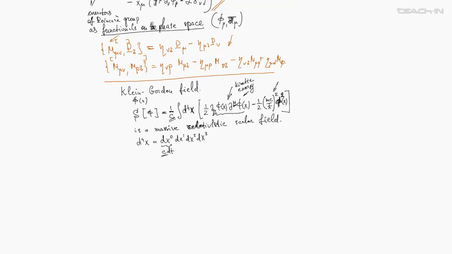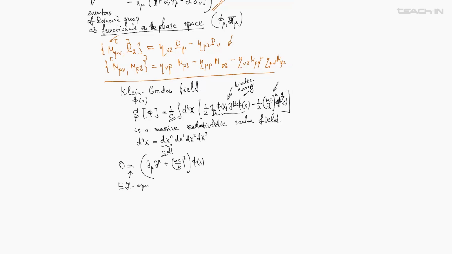From this action, we can straightforwardly derive the equations of motion, and they have the following form: (∂_μ∂^μ + (mc/ħ)²) φ(x) = 0. These are the Euler-Lagrange equations, which follow from this action.